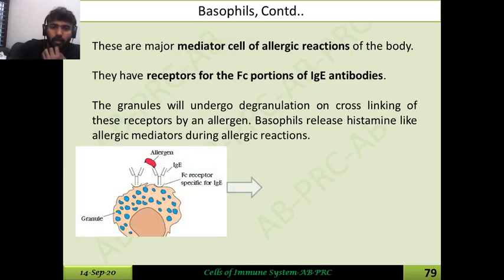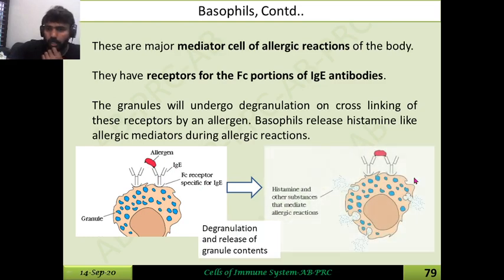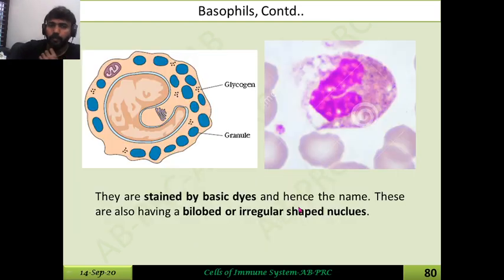So this image will give you an idea about that. Here, this is the cell, basophil. There is an Fc receptor specific for IgE, right? So this is the IgE and this is the allergen. So this allergen will interact with both these IgE antibodies. So this leads to degranulation. The chemicals are released out of the cell. And this is the representation. The nucleus is usually somewhat bilobed or irregular, or occasionally bean-shaped, right, and stained with basic dyes. That's why they have the name basophils.